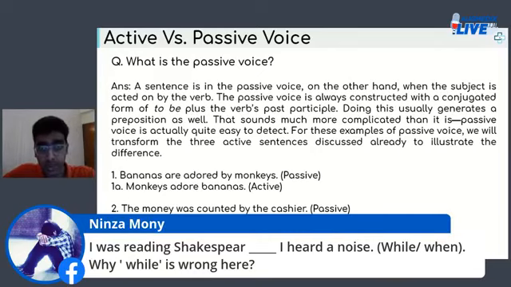But when you say I was reading Shakespeare when I heard a noise, then you go with when, because here you're talking about hearing a noise, and this noise didn't take place for a long time. Therefore you say I was reading Shakespeare when I heard a noise. But if you were talking about a longer action, then probably you could go with the word while and not when. So you could say while I was reading Shakespeare, comma, I heard a noise. But I was reading Shakespeare when I heard a noise. Follow? Okay. I hope you're clear.